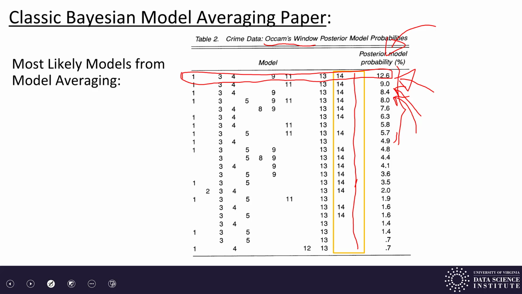It's a fallacy to say we're confident it's that top model and not the second and not the third. They all are worth considering.